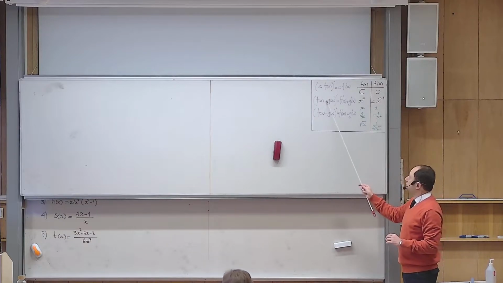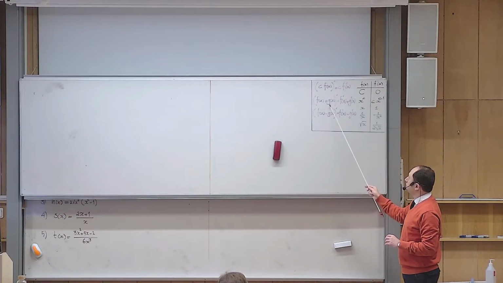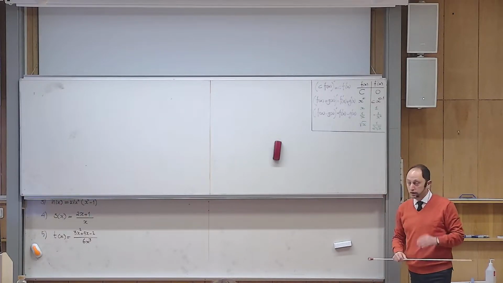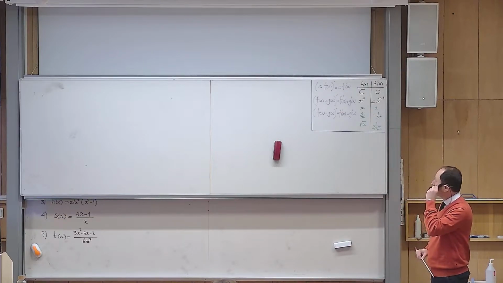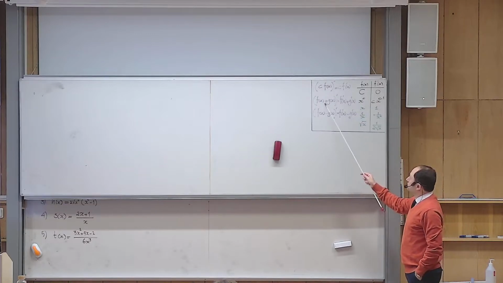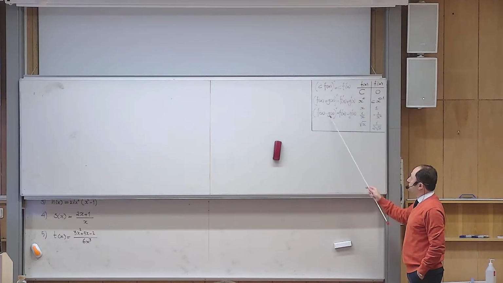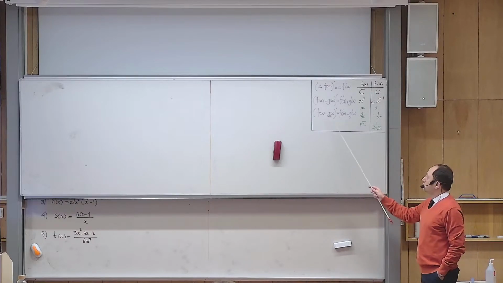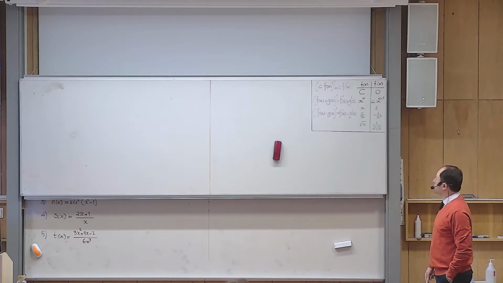If you have the sum of a bunch of functions and you want to differentiate them, I have written it only for two functions, but you can extend it to more functions. In that case, if you want to take the derivative of the sum, you take the derivative of each function and then add the results. And similarly, if you have the difference of two functions, you differentiate each one of them and subtract the results.